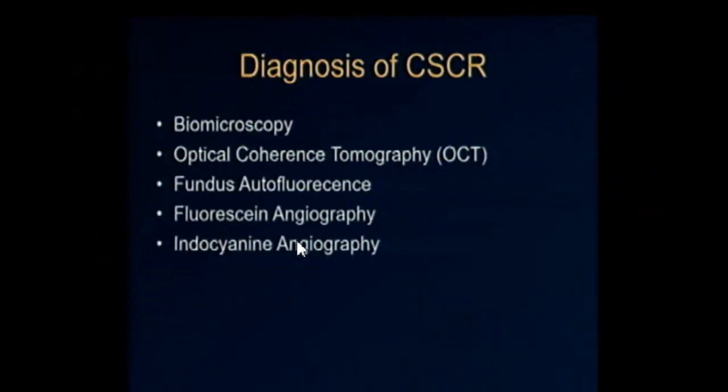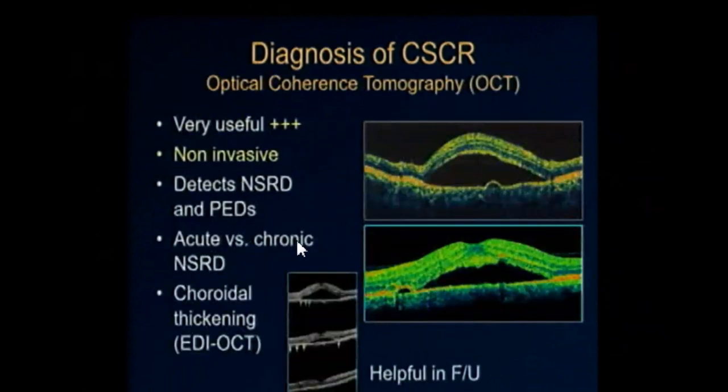Well, if you see a bleb of subretinal fluid in a relatively young male, this is probably CSCR until proven otherwise. But if you're not sure, there are other ways of diagnosing it, and very importantly, the OCT. We just saw this earlier. The OCT is non-invasive and extremely useful.